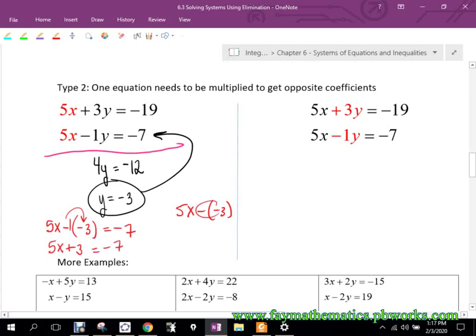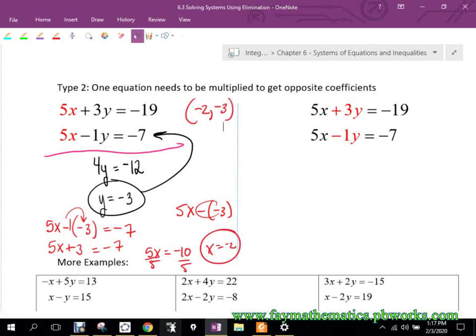Now what do I do to solve for x? Okay, so it's going to be 5x equals -10, right? And then what? Divide by 5. Divide by 5. X equals -2. So the ordered pair, -2 was my x. My y is -3, right?